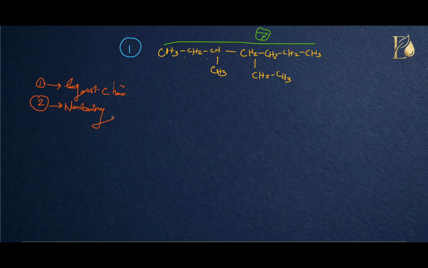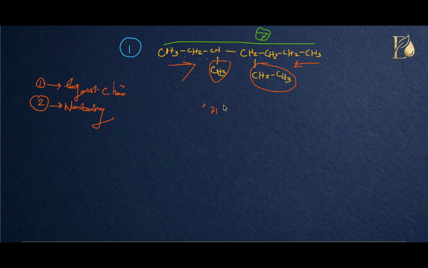So there are some rules to number the chain, right? We have discussed those rules. Here we can number from left to right and from right to left. We have to choose the numbering that gives the lowest locants to the substituents. Two substituents are there: this CH3 group and the CH2CH3 group are substituents. So we have to choose the numbering which will give the lowest numbers to the substituents.